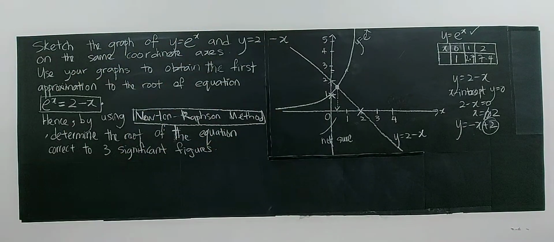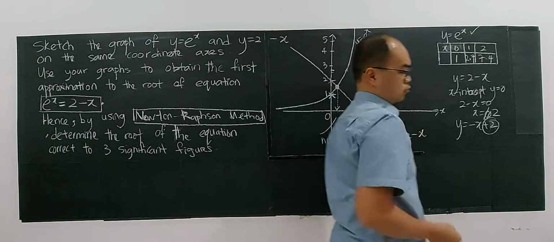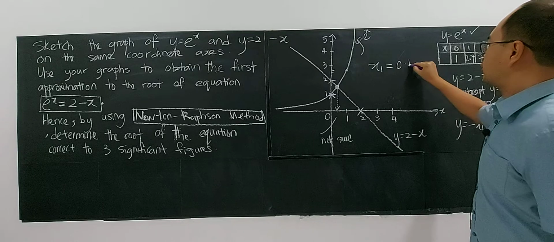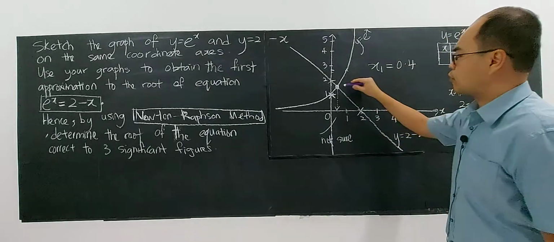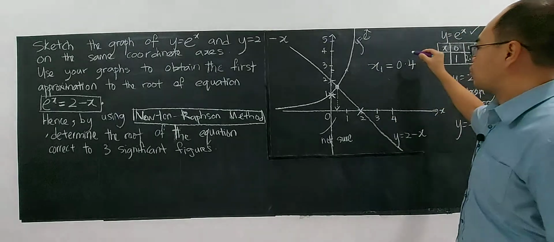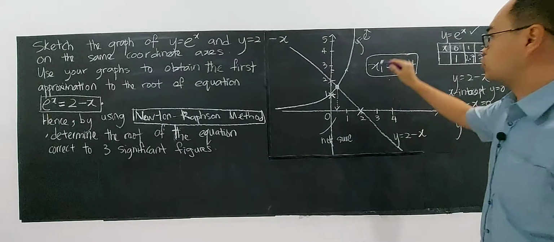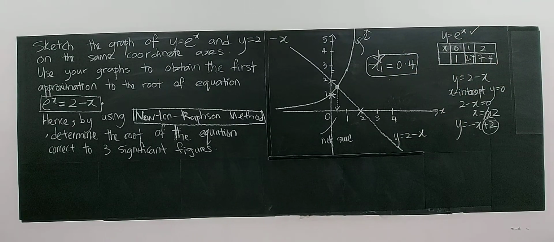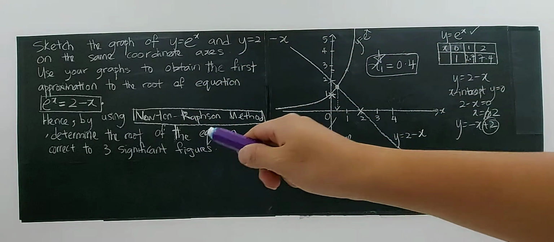So now for this case, use your graph to obtain the first approximation. You can choose x1 to be any value you like. For me, I will choose 0.4 because from my graph this looks like 0.4. Maybe your graph looks like 0.8. It's okay to choose any value. So in my case, I'm going to choose x1 to be 0.4. Now I'm going to show you how to use this first approximation in getting the roots for the equation.